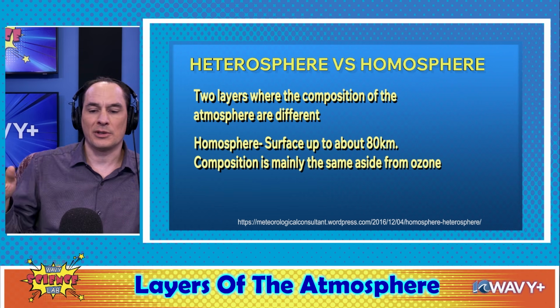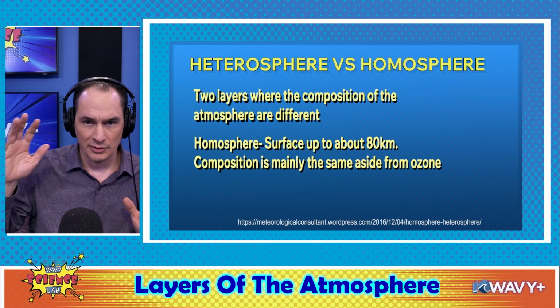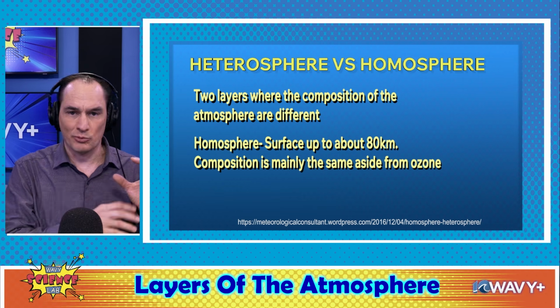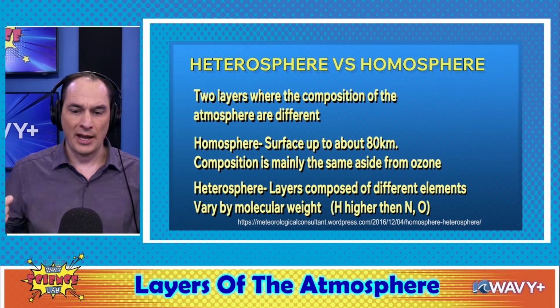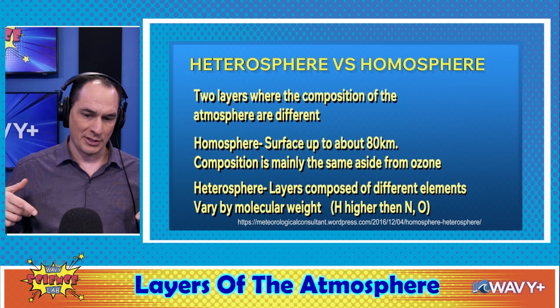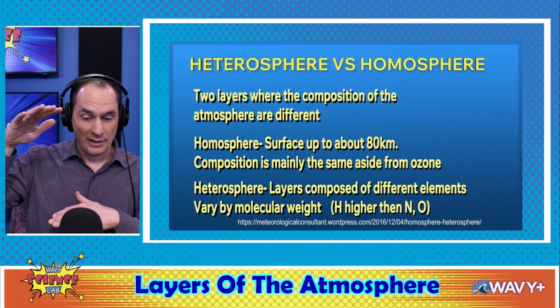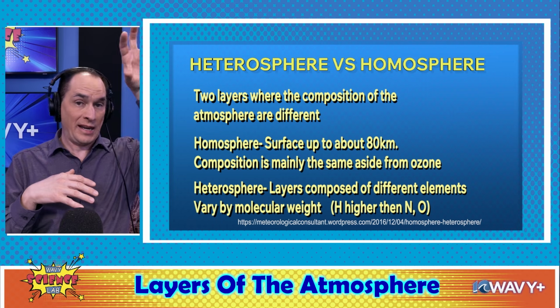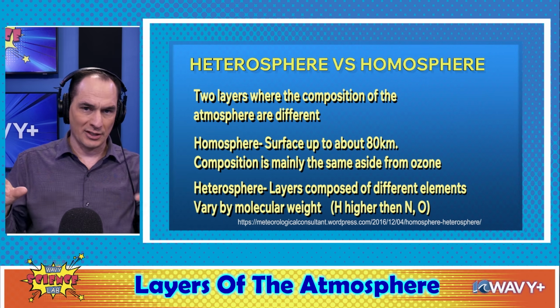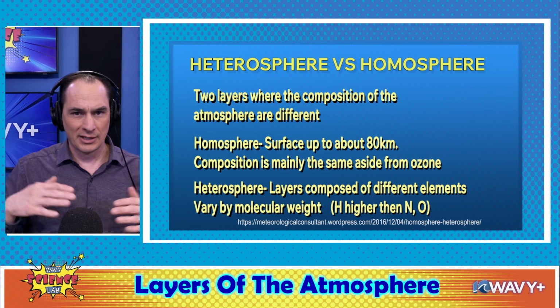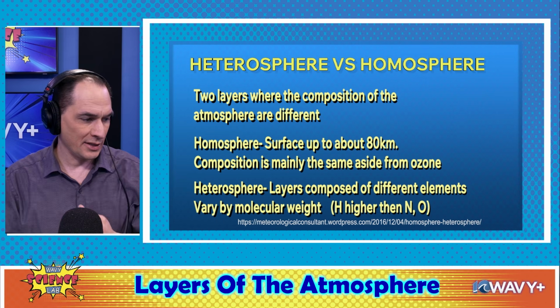But up to about 80 kilometers, you could take a sample and you'd hit about the same ratio of the molecules. But once you get above that, it's called the heterosphere. Then the layers are composed of different elements. They vary in height by molecular weight. So the hydrogen is light, and that's way up there, and in the lower levels you have more nitrogen and more oxygen. It's not a sharp cutoff, it's kind of a continuum, but basically that's what's going on.